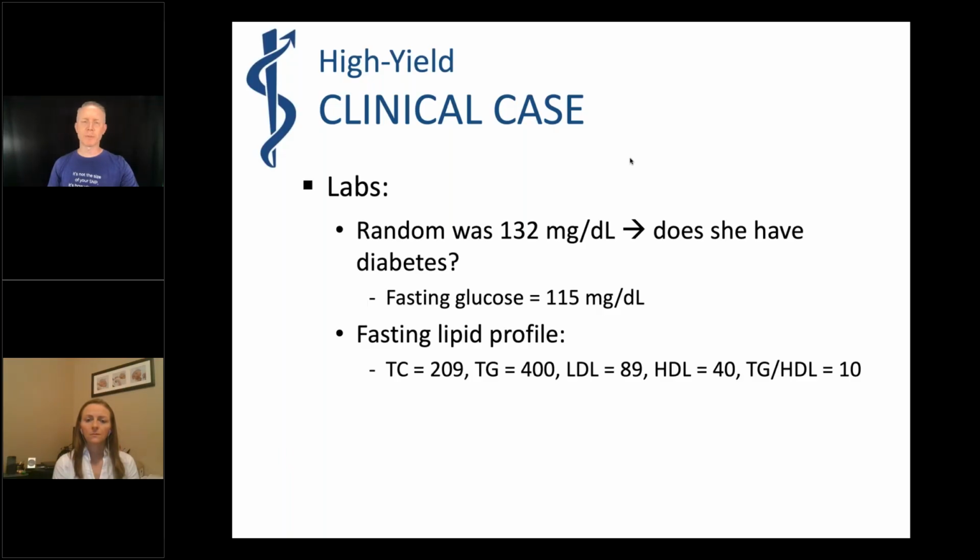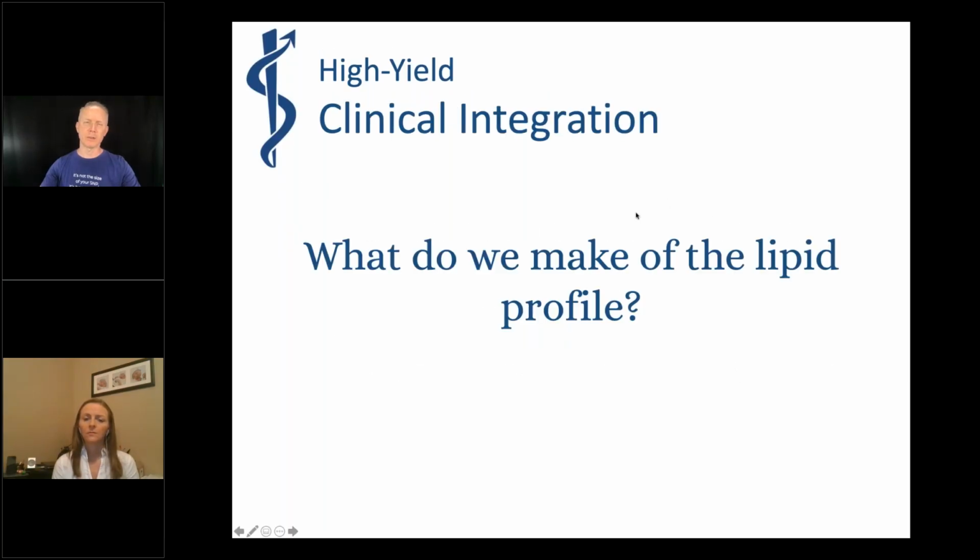All right, fasting lipid profile. So our total cholesterol is 209, triglycerides 400. Okay, this is a fasting, so she didn't just eat McDonald's or something else like that. LDL of 89, HDL of 40, and a triglyceride to HDL ratio of 10. So what does that mean? Okay, so what do we make of this lipid profile?